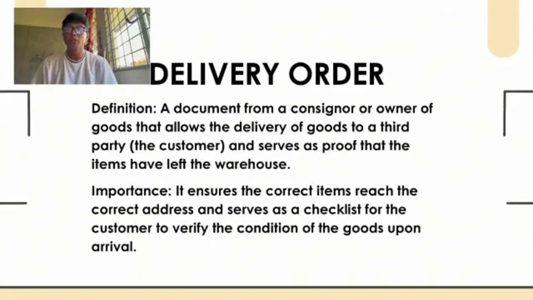Moving on, let's take a look at delivery order. For the definition, it is a document from a consignor or owner of goods that allows the delivery of goods to a third party, which is the customer, and serves as proof that the items have left the warehouse. For the importance, it ensures the correct items reach the correct address and serves as a checklist for the customer to verify the condition of the goods upon arrival.